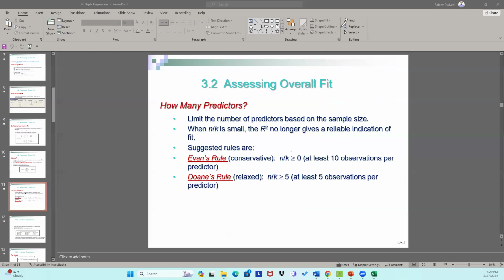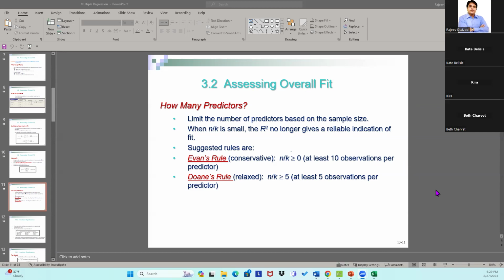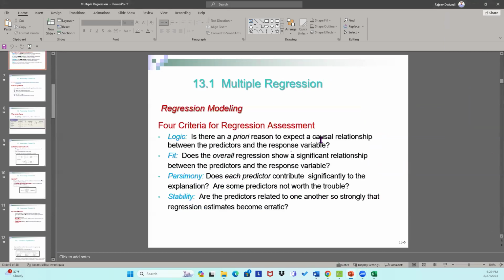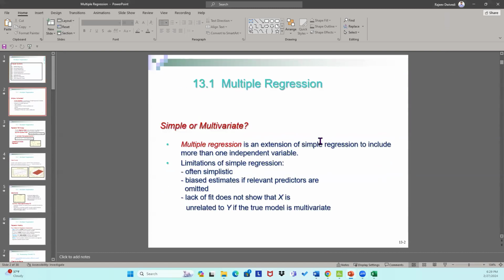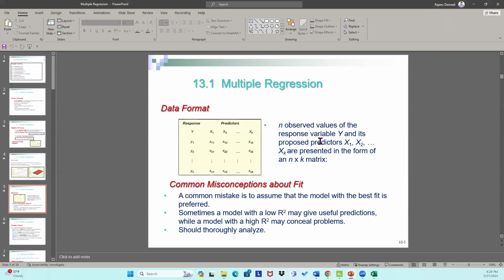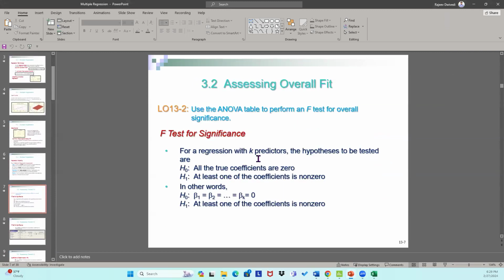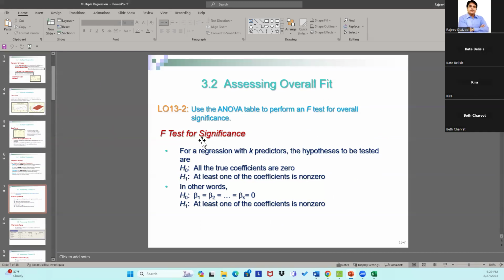Now, let me start. This week we are going to talk about multiple regression. And before that, the most important thing to understand is the null and alternative hypothesis. When do we accept the null hypothesis? When do we reject the null hypothesis? So please understand what the null and alternative hypotheses are. All the true coefficients. So before even going there, let me start with the whiteboard.